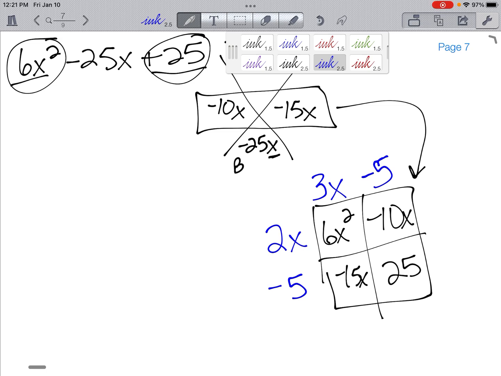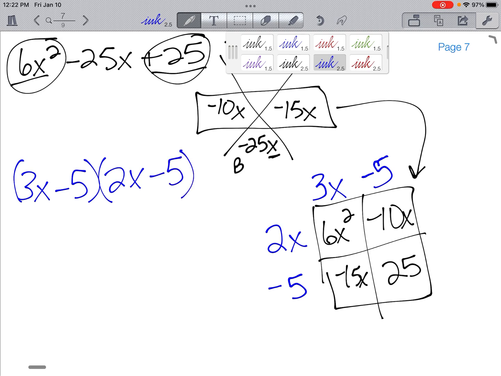Now we can check to make sure we did this right. 2x times negative 5 does give us negative 10x. Negative 5 times negative 5 does give us a positive 25, so we know we factored correctly. So our solution here is parentheses negative 3x minus 5, and in parentheses 2x minus 5. This is our completely factored solution.